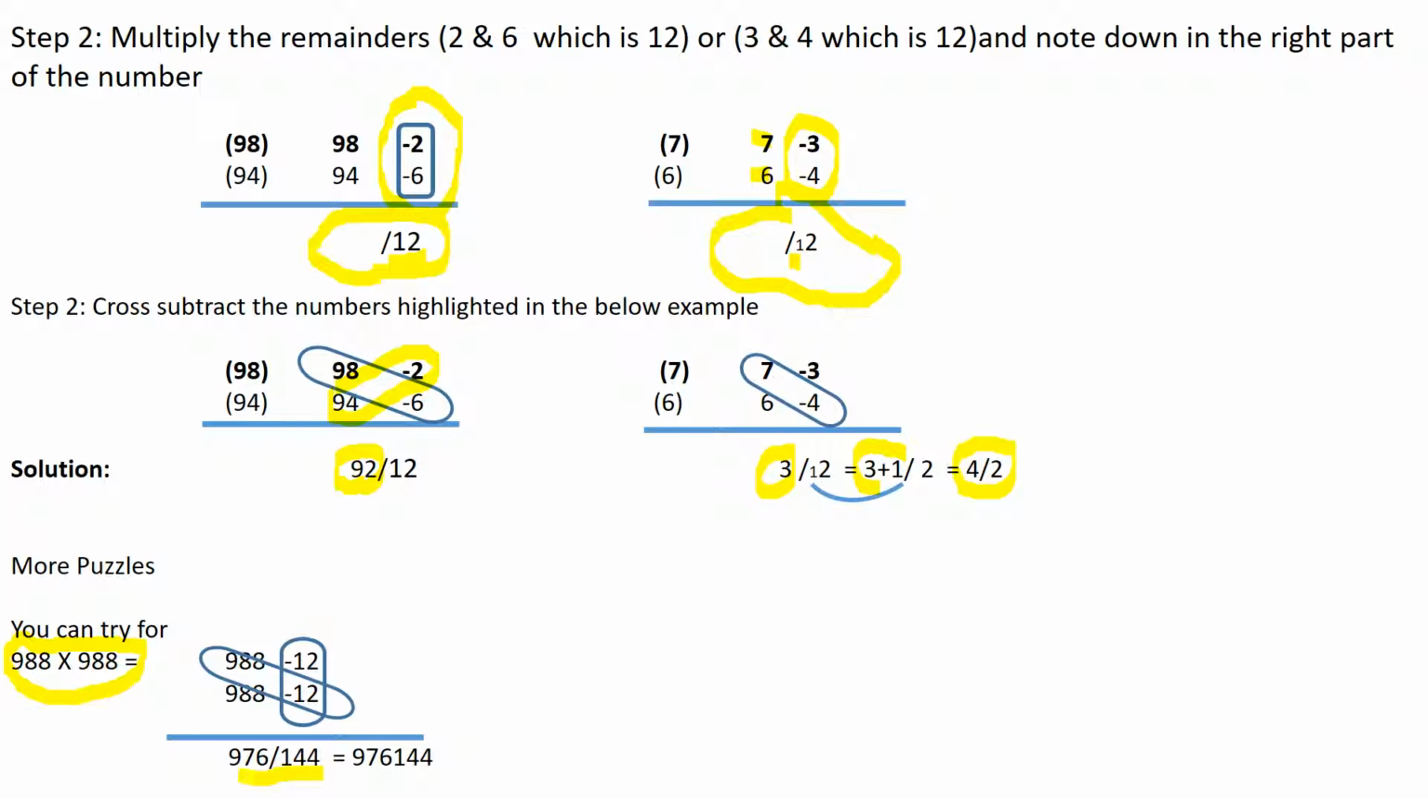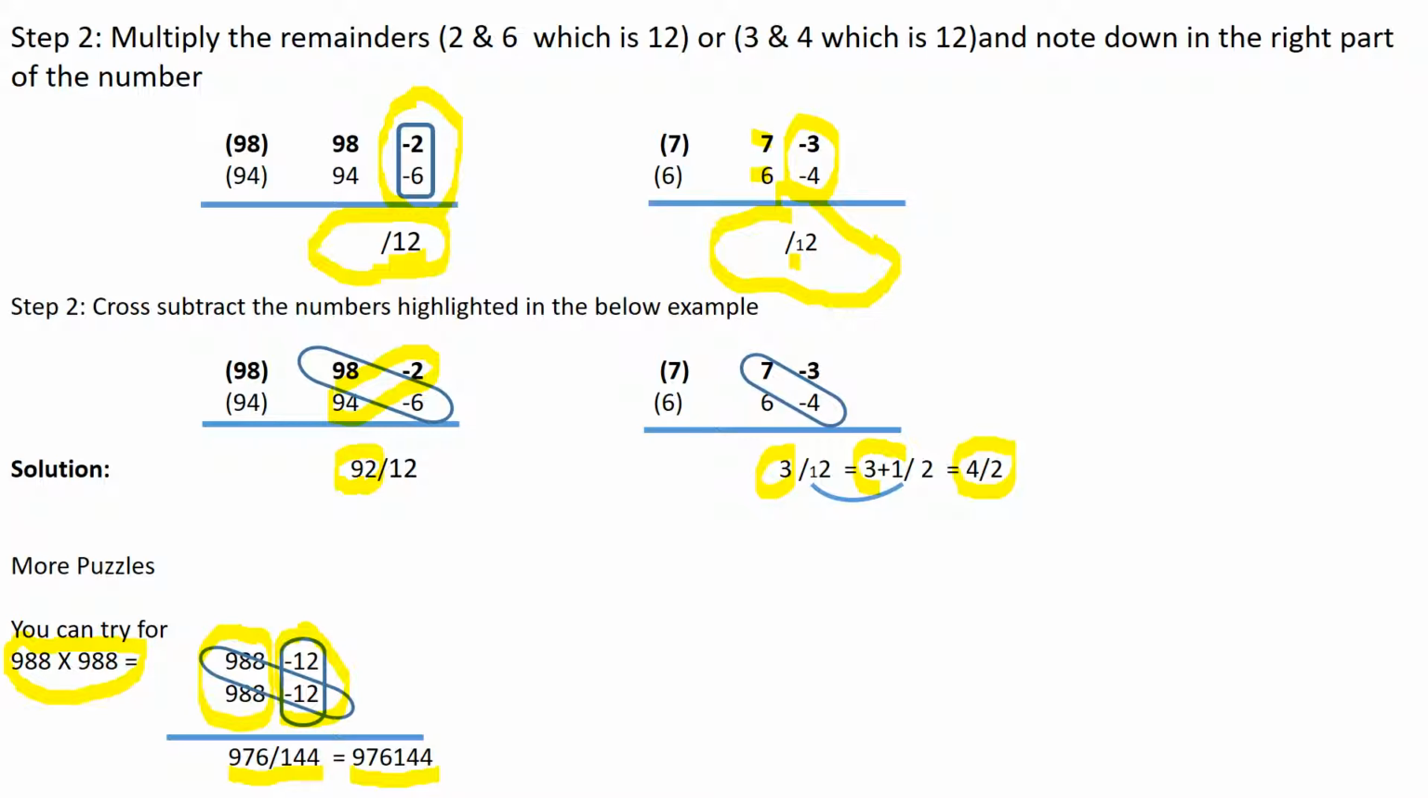988 multiplied by 988. In this example, I can see this is very close to the base number 1000. So in the solution part, I have split it up. To the right hand side it will allow 3 digits, since 1000 has 3 zeros. So let us come to the multiplication. 988 multiplied by 988. The remainder will come as minus 12 for both. 1000 minus 12 is 988, so I have noted down minus 12 here. When we multiply minus 12 and minus 12, the solution you will get is positive 144.